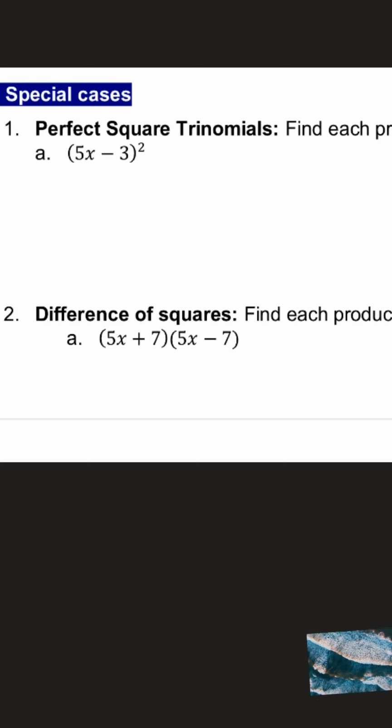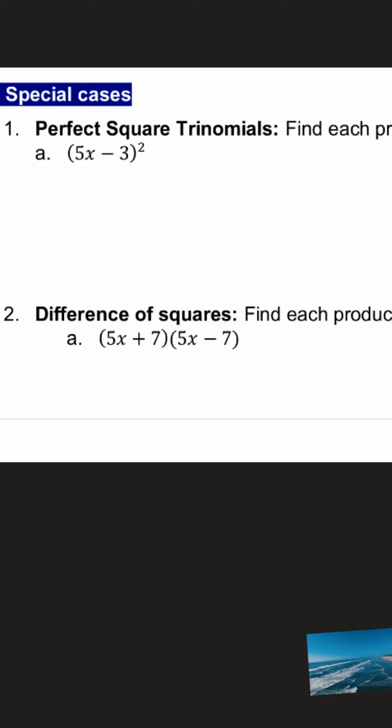Okay, let's talk about difference of squares now. So difference of squares is different than a perfect square trinomial because you're not squaring the same thing. They're actually different. 5x plus 7 is not the same as 5x minus 7. They are different. So, however, we're still going to get squares.